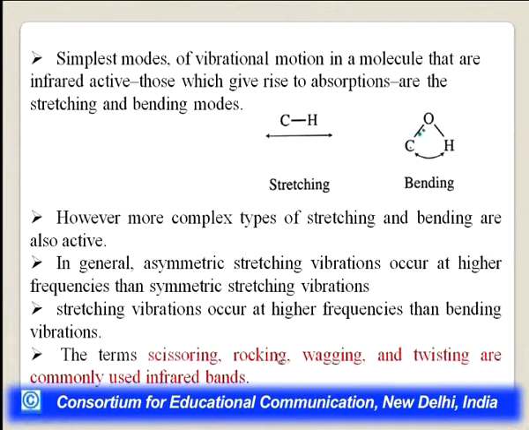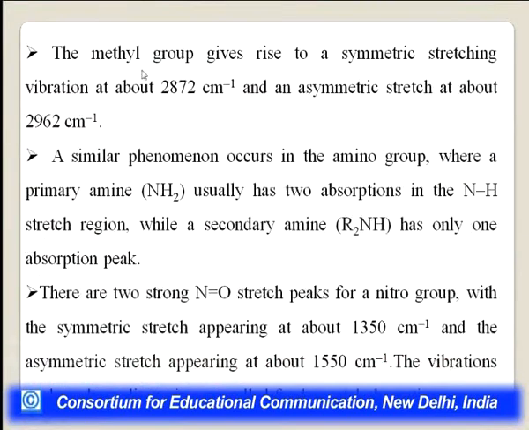The other terms are scissoring, like a scissor, rocking, wagging and twisting, which are also commonly used for infrared bands. For example, a methyl group gives rise to a symmetric stretching vibration at 2872 centimeter inverse, and an asymmetric stretch at about 2962. So you can see the difference. Symmetric as well as asymmetric stretching for the same group, that is the methyl group, will be observed at different values. So you can easily observe these values in the IR spectrum.